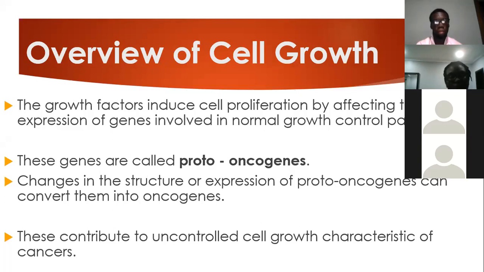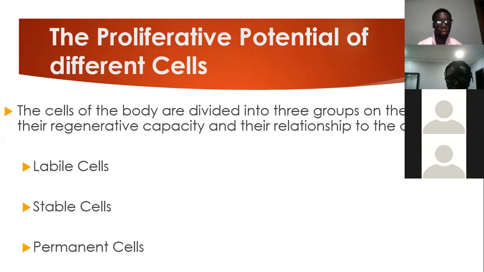Sometimes when you have mutations in these proto-oncogenes, it can lead to cancer formation. Actually, cancer is just uncontrolled cell growth and cell division. So, like I said, when these things go haywire, it can lead to uncontrolled cell division.